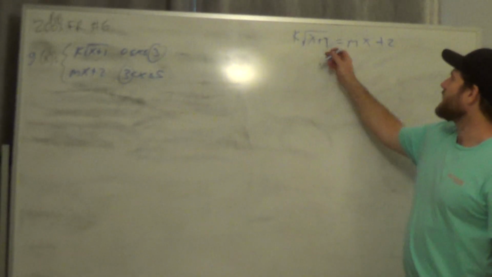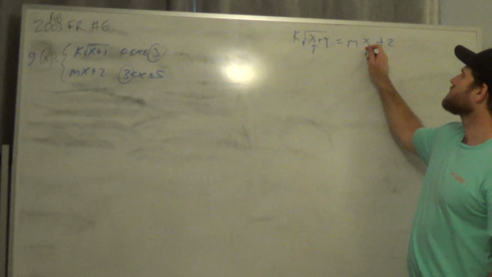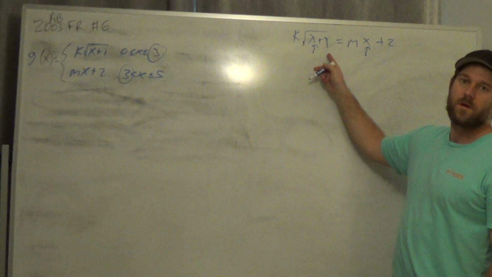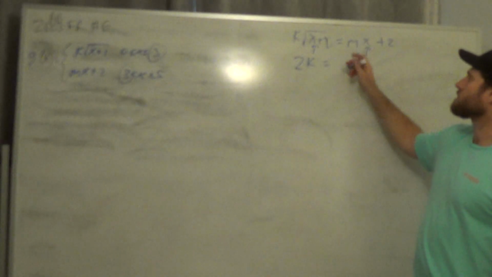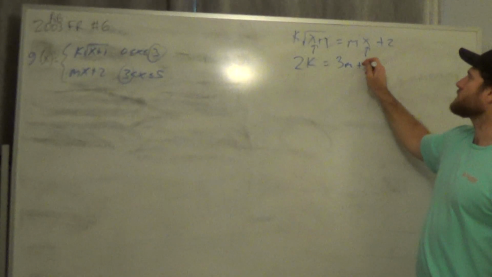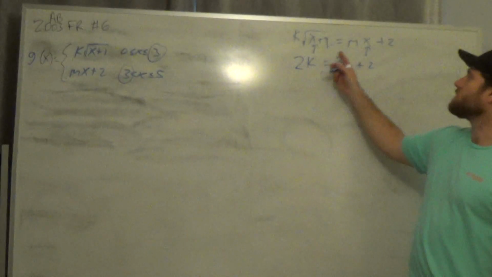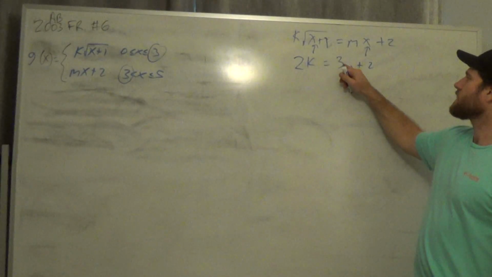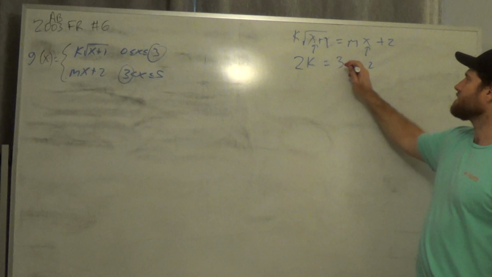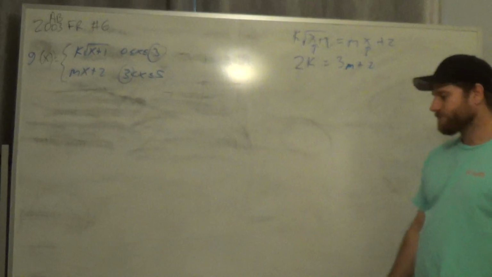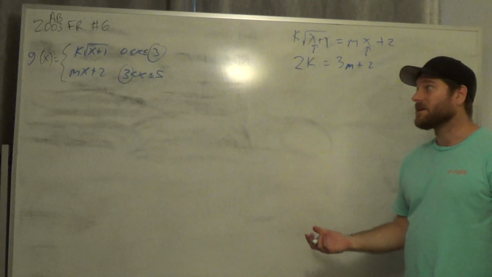So I'm going to replace the x's with 3's. If I put a 3 there, 3 plus 1 is 4, square root of 4 is 2. So I get 2k, put a 3 there, I get 3m plus 2. So if it's going to be continuous, these two have to be equal, and I'm looking at this problem realizing I can't solve it. So since I can't solve this, I'm going to go on to the second part.